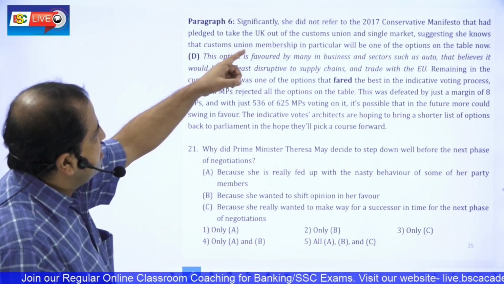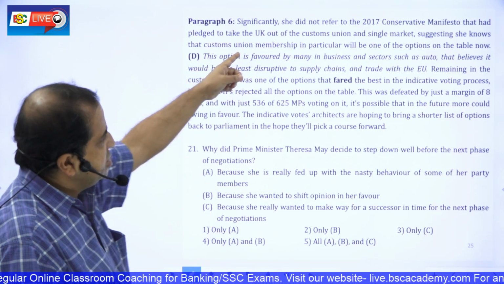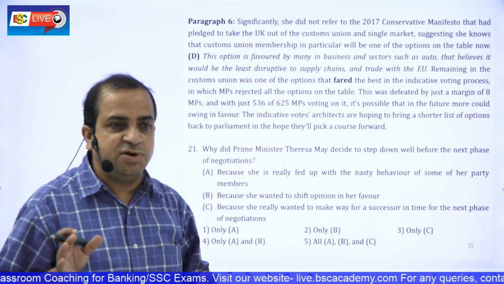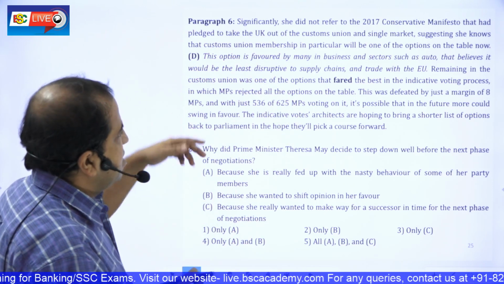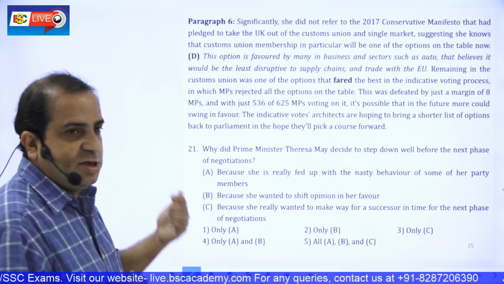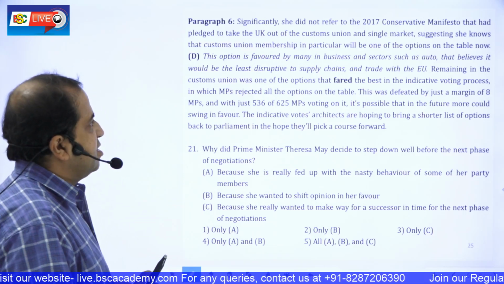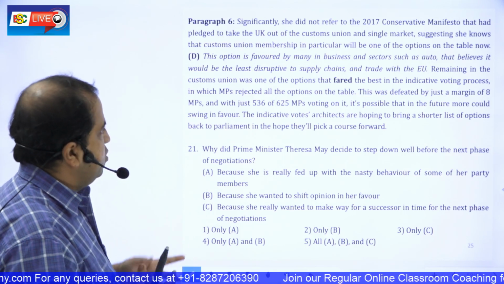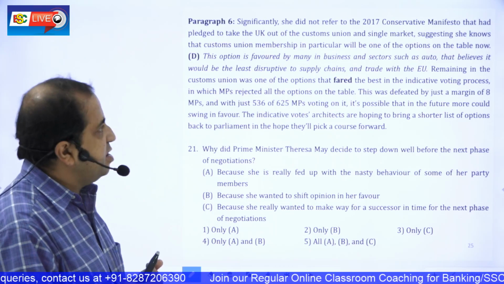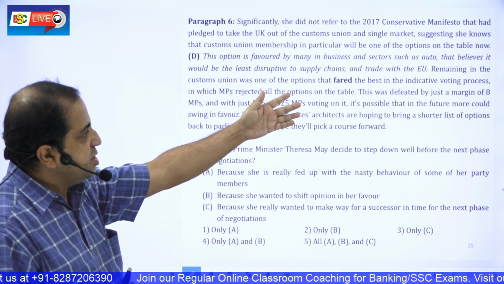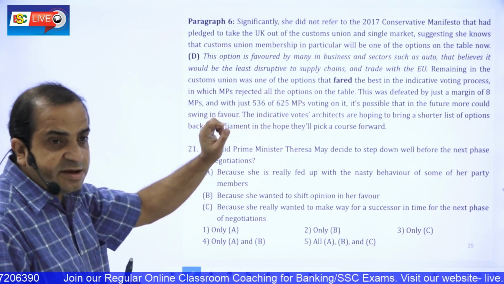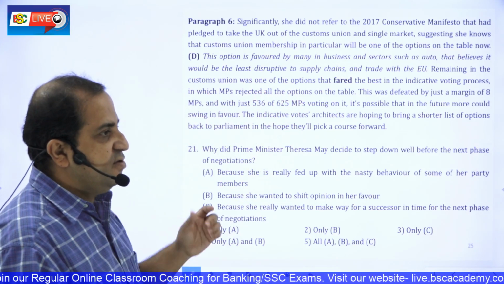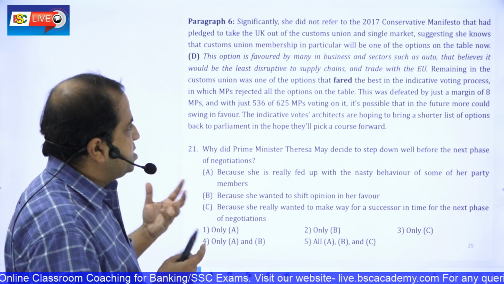But the Conservative manifesto has pledged to take the UK out of the customs union. So this is again another important issue, and the backstop is also somewhere related to this, the customs union. So this option is favored by many. People want the customs union to remain. Many in business and sectors such as auto believe it would be the least disruptive to supply chains. If we continue with that, then the supply chains won't be disrupted.